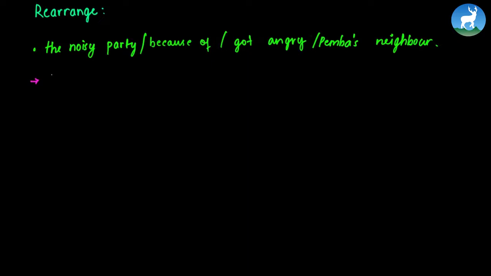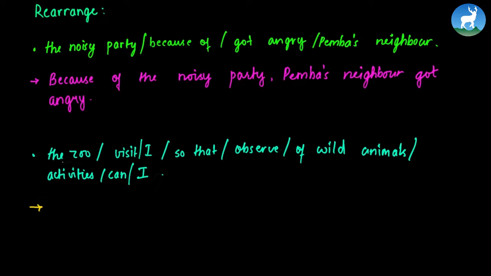So let's rearrange it and write it down. The phrases are: the zoo, visit, I, so that, observe, of wild animals, activities, can, I. Now we can make this a statement and also a question. So we can say, can I visit the zoo so that I observe the activities of wild animals? So let's write it down.